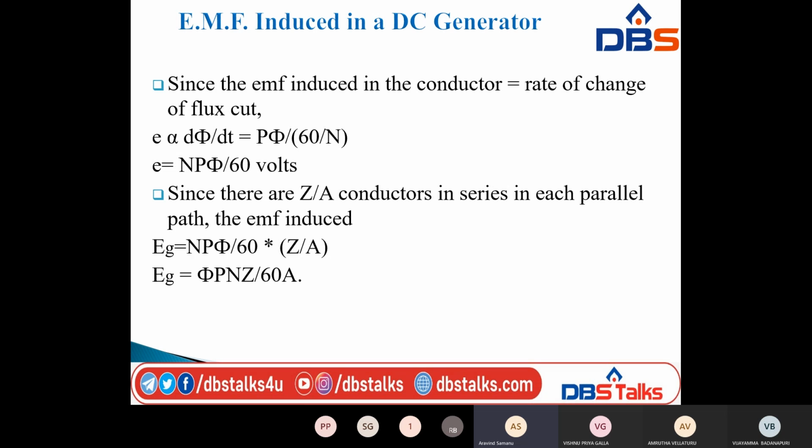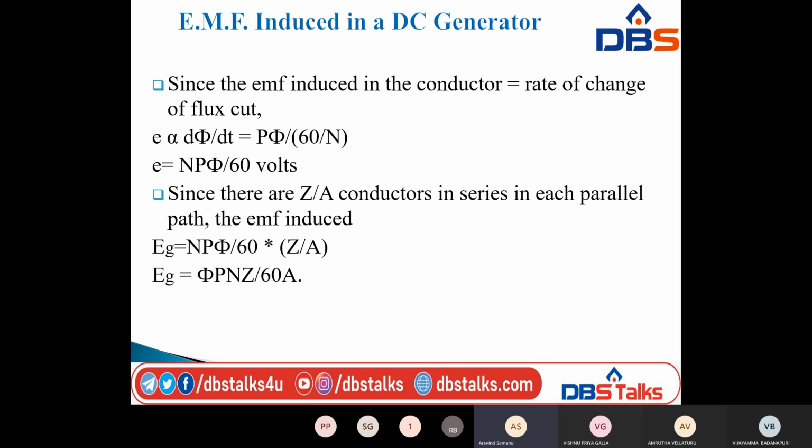Here phi is the flux, P is the number of poles, N is the speed in RPM, Z is the total number of conductors, 60 is the time in seconds, and A is the number of parallel paths. So this is the generator EMF equation, that is EG is equal to phi P N Z by 60A. This is the EMF induced in the DC generator.